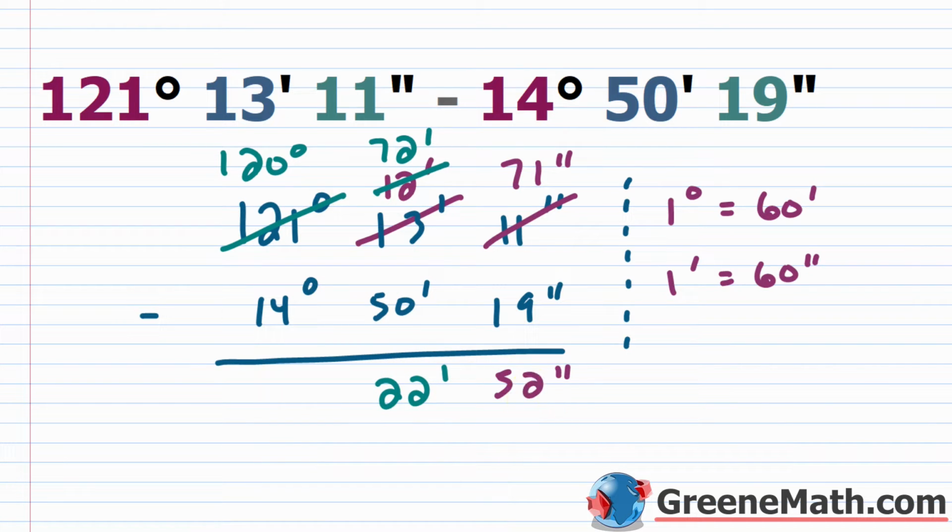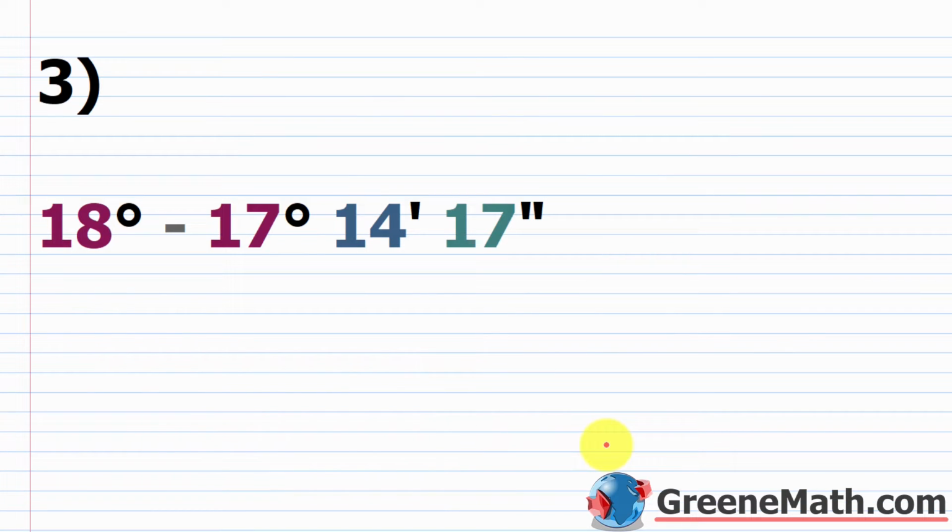And then moving to the left, now I have 120 degrees minus 14 degrees, and that's going to be 106 degrees. So this would be our final answer. We have 106 degrees, 22 minutes, 52 seconds. Okay, let's take a look at the third problem now.